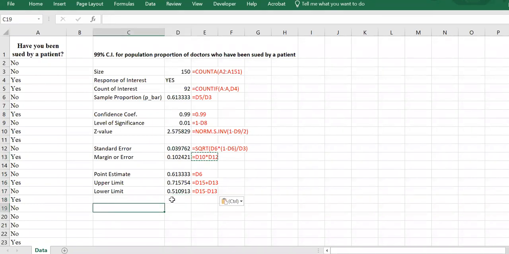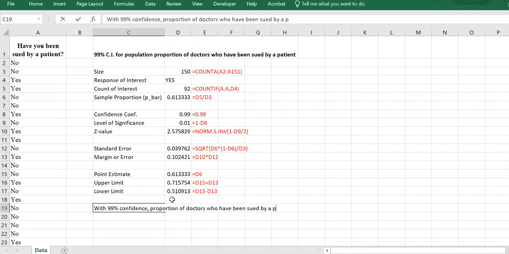And I can, again, go ahead and write that with 99% confidence, the proportion of doctors who have been sued by their patient should be between 51% and 72% almost. If you round it, you get 72%.